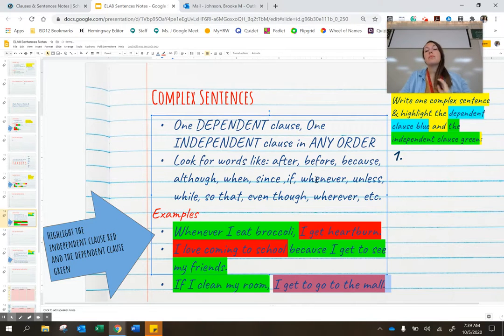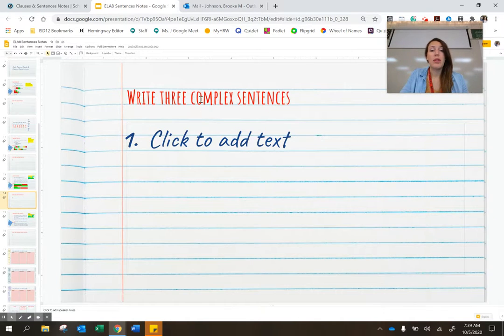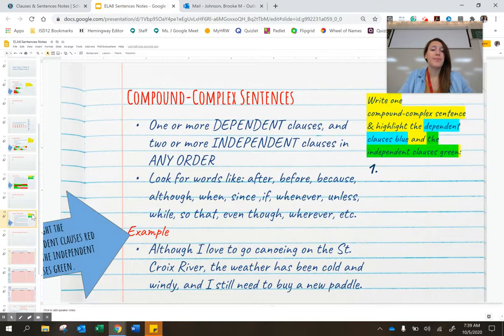Independent. So you're going to write one complex sentence over here and highlight the dependent clause blue and the independent clause green. So just follow the color coding over here. But it should look like this when you're done. And then you'll write 3 complex sentences. And the last kind is compound complex.